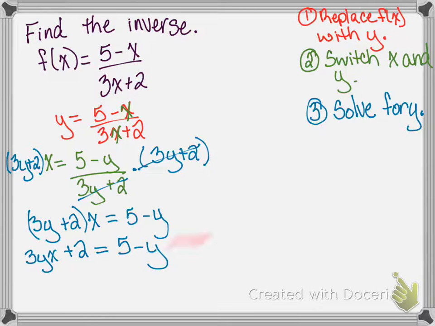This is the part where students want to stop. They see that they've got this 5 minus y on the right-hand side, and they're like, oh, I just subtract 5 from both sides and divide by negative 1. That's all I've got to do.